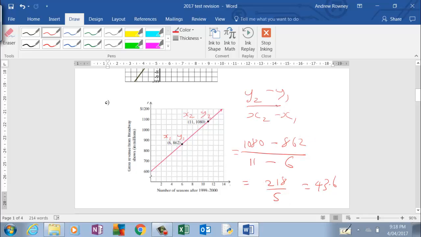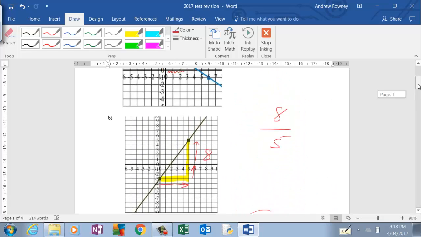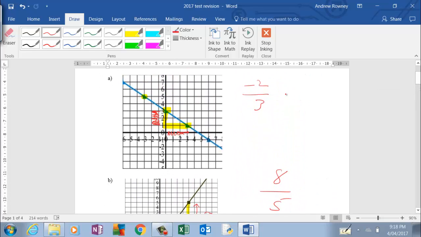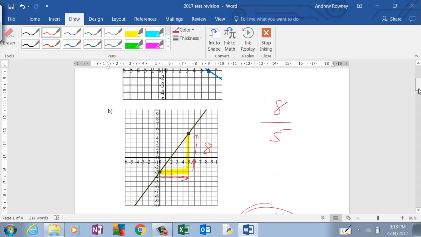So that's using the formula way. This is the formula way, y2 take y1 and x2 take x1. The top two is using the graphical way, which is rise on run, rise divided by run. So 2 methods for getting the slope.